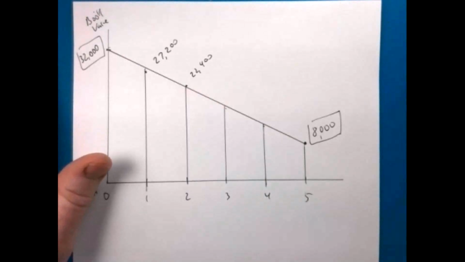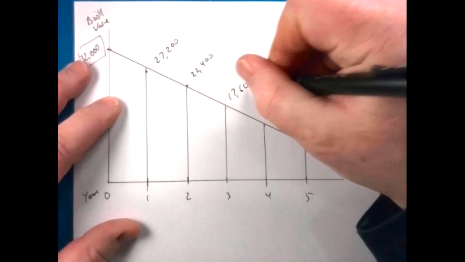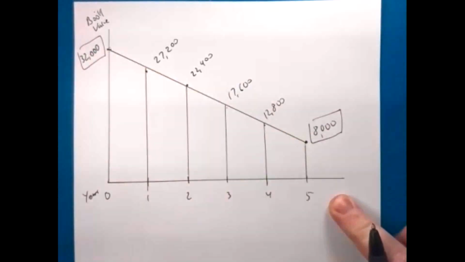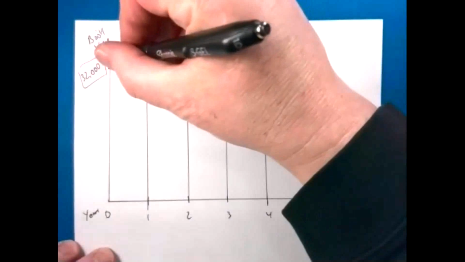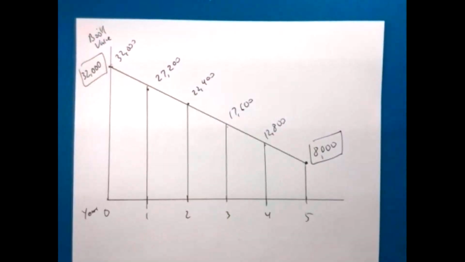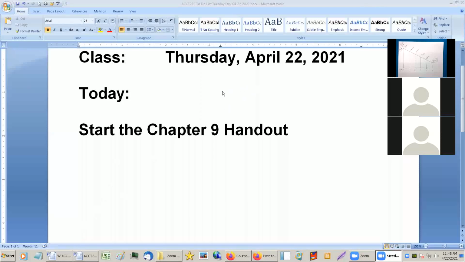And then 17,600, 12,800. So every year it'll go down by the same amount. It starts out at 32,000 and goes down to.